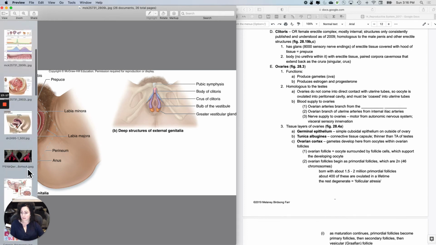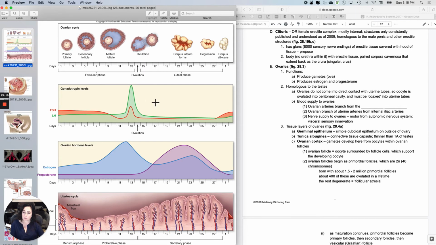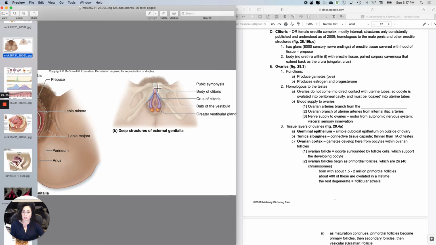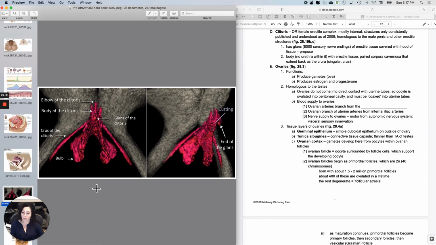But again, let's go back to this figure. So you've got the crus or crura of the clitoris. You've got the crus in blue. You've got the body and then the glands of the clitoris and the bulb of the vestibule. And if we look at it again here, the body and the glands of the clitoris, the crus or crura of the clitoris, and then the bulbs.